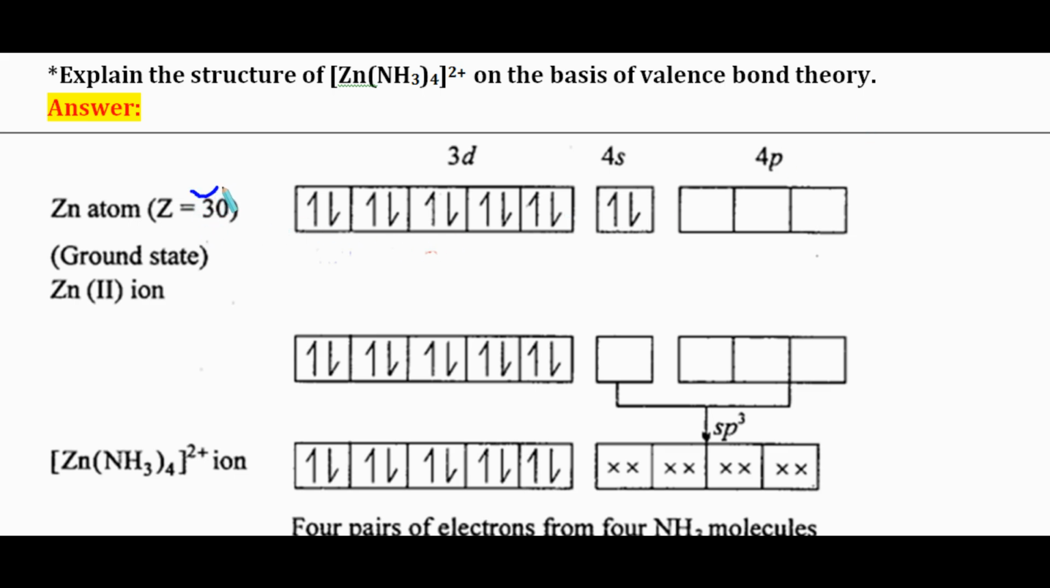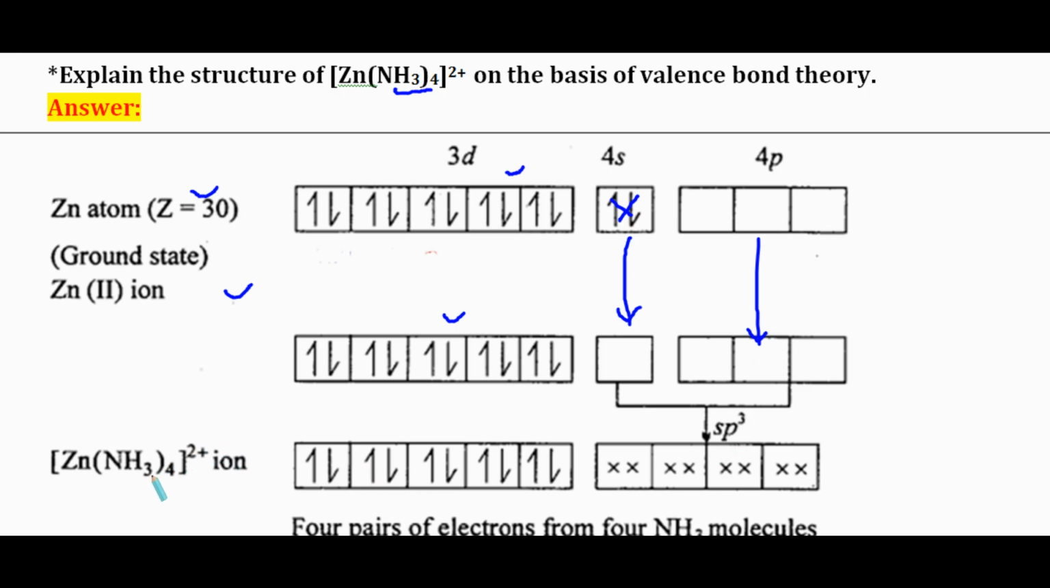Zinc has atomic number 30 and its outer orbit electronic configuration can be written like this. In the ionic state, the 4s electrons are removed from the zinc atom and only 3d electrons are present. We have 4 ligands, so we need 4 hybridized orbitals. This is 4s and this is 4p, and they hybridize to form sp3 orbitals.